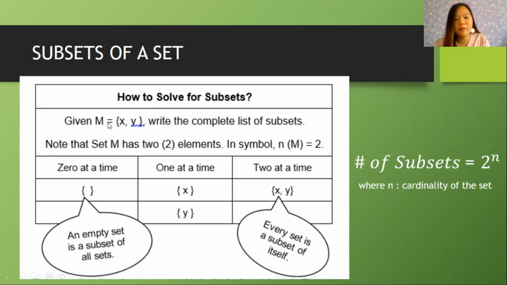For example, this one, we have set M. The elements in set M are x and y. There are only 2 elements, so the cardinality is 2. Therefore, if you have 2 raised to 2, which is the cardinality of M, 2 times 2, we have 4. So, there are 4 subsets. Bilangan tayo, 1, 2, 3, and 4. Okay, 4 subsets na, wherein an empty set is a subset of all sets and every set is a subset of itself. So, karaman din dyan.